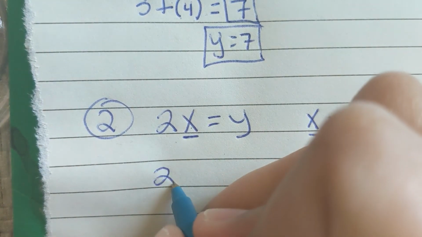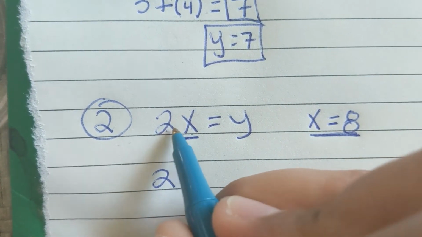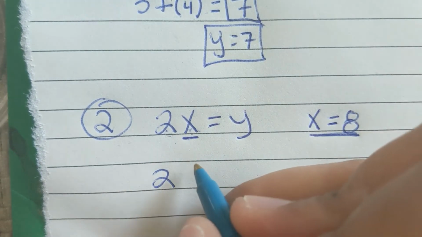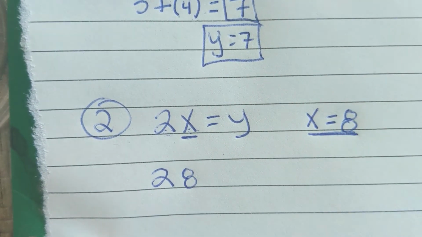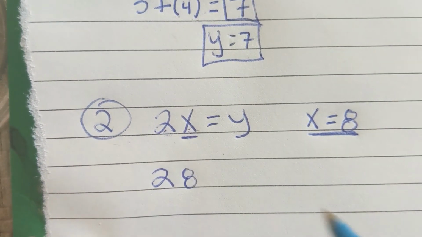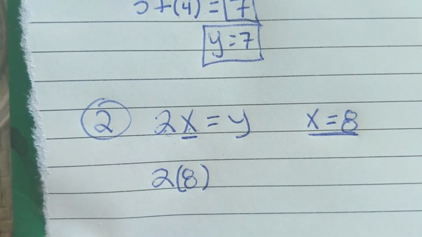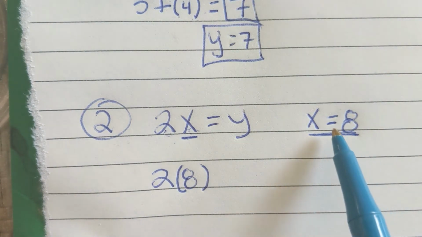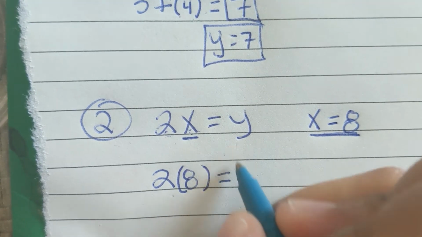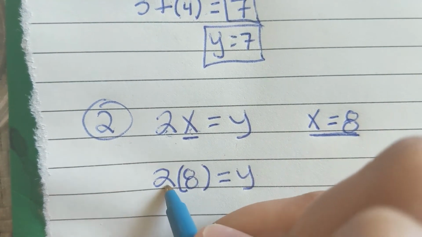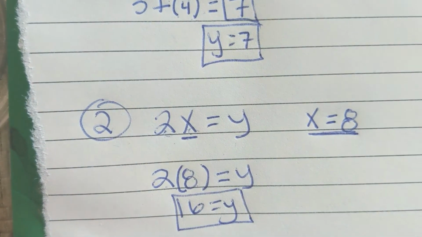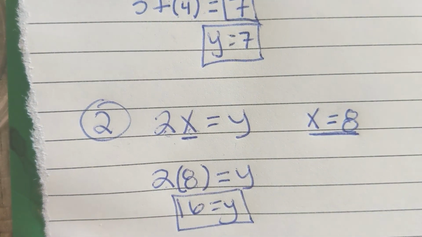So I'm going to write 2. And then, guys, when you have a variable next to a number, that's multiplication. If you just write 8, it's going to look like 28. And that's not what we're saying. We're saying 2 times 8. This is why I put parentheses every time I replace a variable with a number, okay? So then that's equal to y, right? So then 2 times 8 is 16. So y is equal to 16, okay?